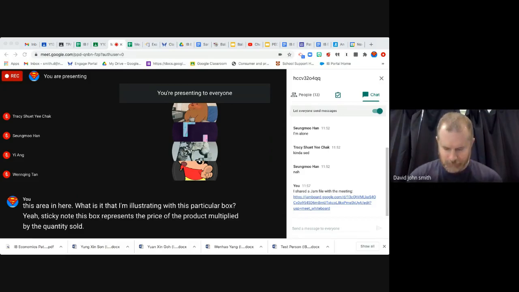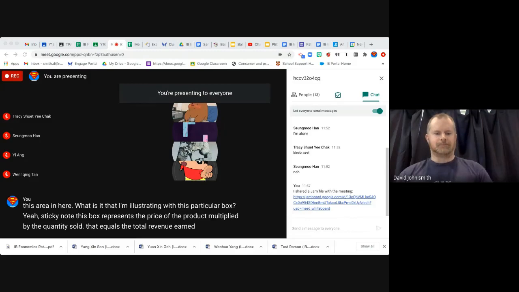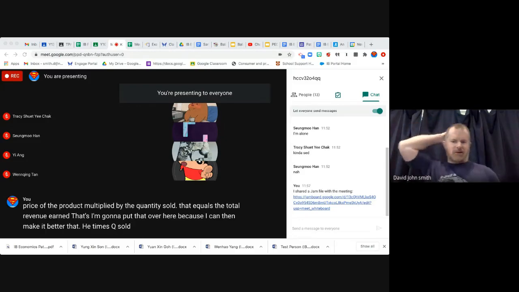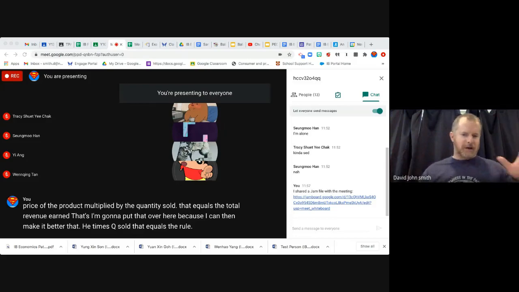That equals the total revenue earned by the firm. All right, so I'm going to put that over here because I can then make it bigger. Look at that. P times Q sold equals the total revenue earned by the firm.